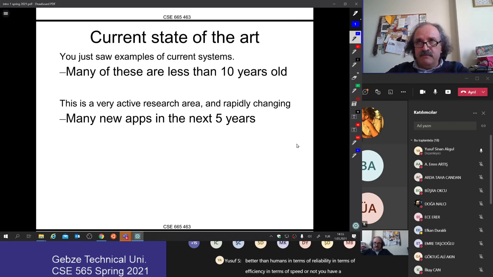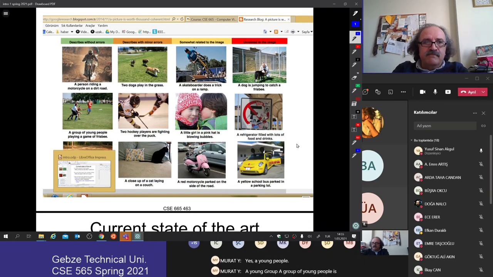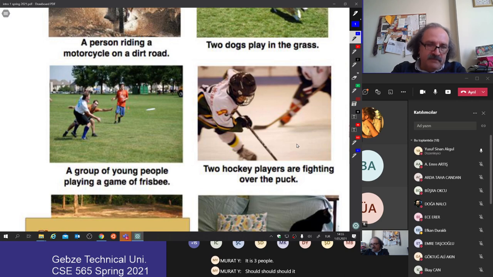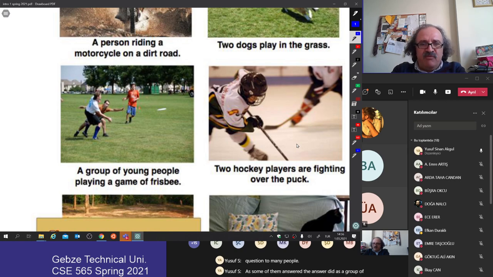Murat, you have a question? Yes. A group of young people is enough. Three people, should it say three people playing a game of frisbee? That's a good question. You ask this question to many people, and some of them answered it as a group of young people playing a game of frisbee. Some people say people playing frisbee. Some people say people playing on the grass. So what would be the perfect caption for this image?